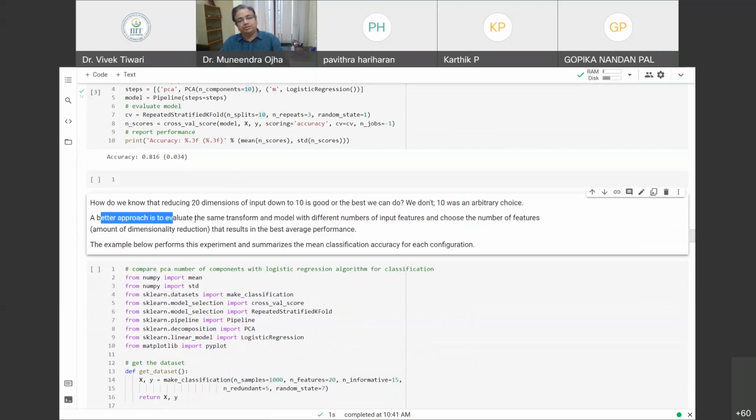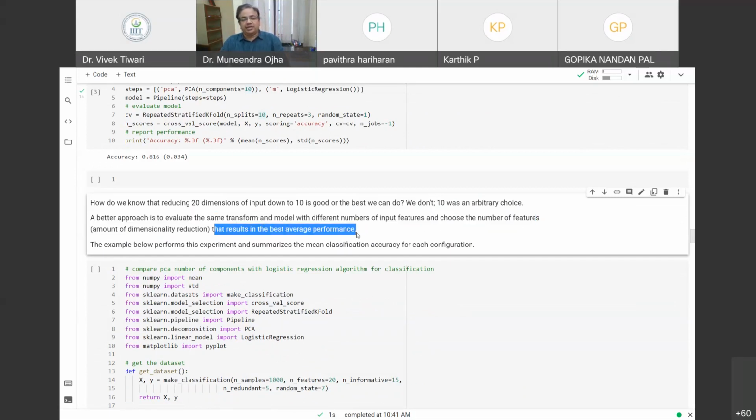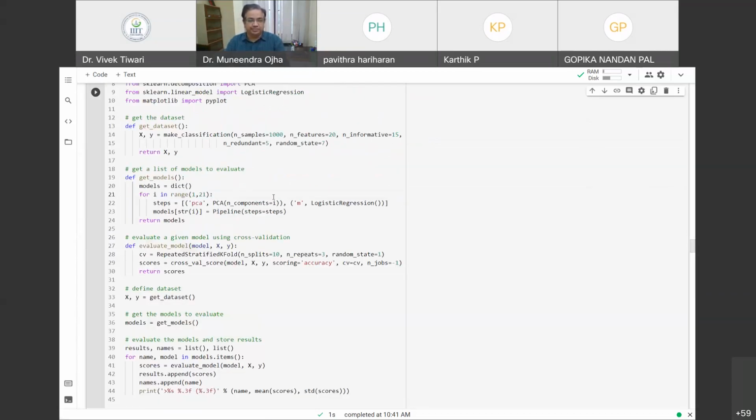A better approach is to evaluate the same transform and model with a different number of input features and choose the number of features that result in the best average performance. So we do a repeated run. We do with 1, 2, 3, 4, 5 up to 15, and we see when the accuracy is reaching a plateau. Like this one, this example performs it, and you see when I run this example.